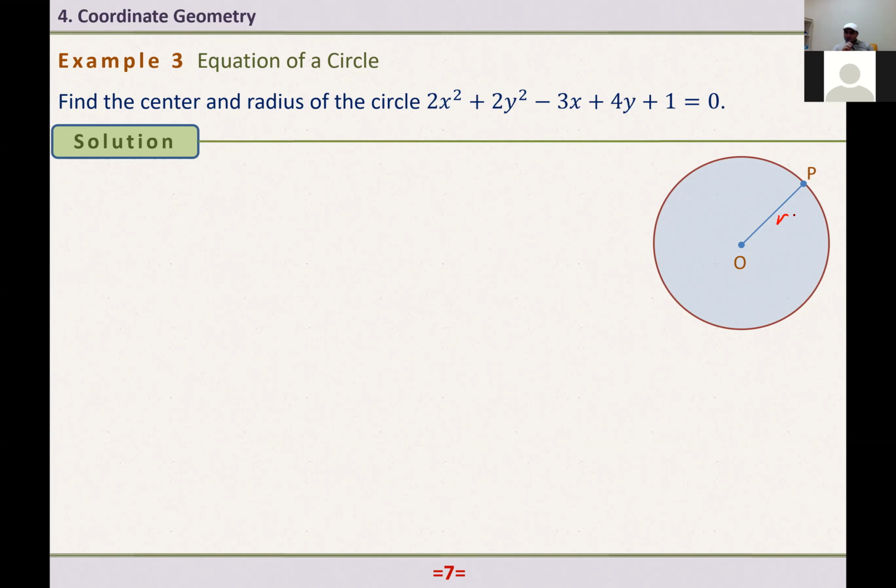Are you thinking, Amira? Yeah, I'm thinking. About what? The steps. Okay, in the first step, just regroup. First, write everything in terms of x, and after that, in terms of y. And take the constant to the right-hand side.